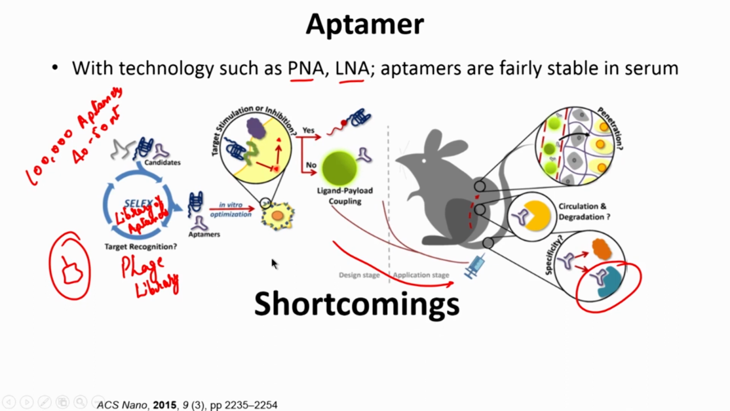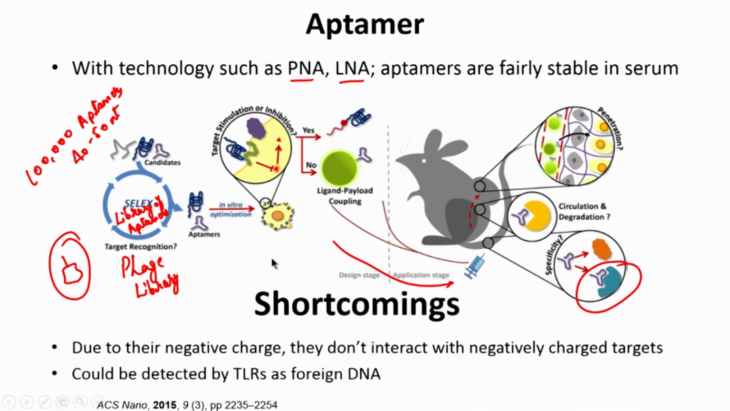So, what are some of the shortcomings of aptamers? First is of course that they are negatively charged, these are nucleotides, and so the chances of them interacting with your negatively charged targets are low. So, let us say my protein is negatively charged. If I have a protein that is bearing negative charge, the chances of this aptamer binding to this protein is very low.